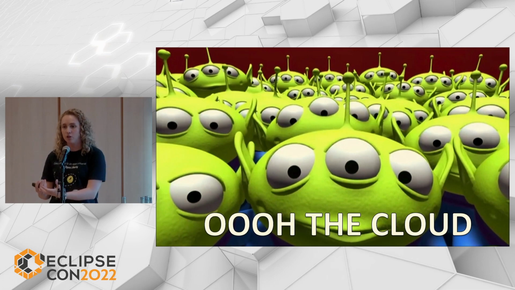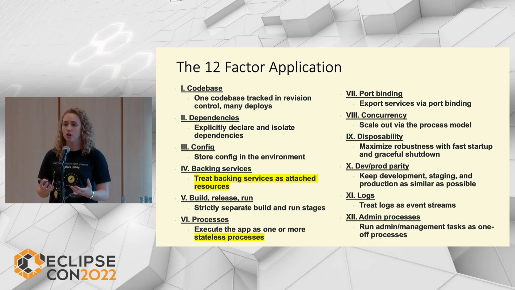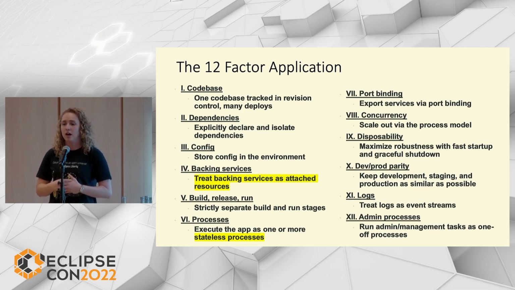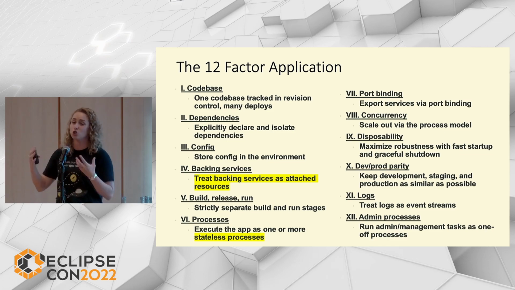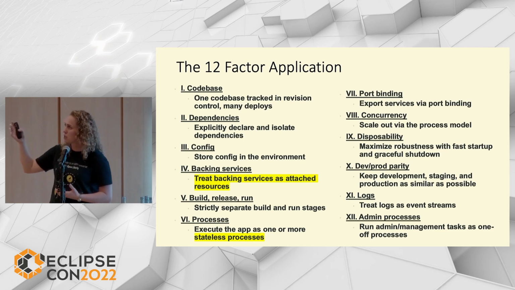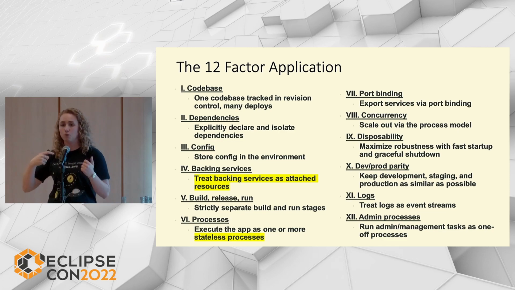So we want to be designing our applications to be able to make best use of that underlying infrastructure. But when it comes to actually designing our applications to make best use of that, we often turn to methodologies, for example, like the 12-factor application methodology. Some of you might be familiar with that. Some of you might be familiar with the 15-factor app methodology, which is just an extension of that. In methodologies like this, we start to see statements like, for example, the ones that I've highlighted: treat backing services as an attached resource, and execute the app as one or more stateless processes.